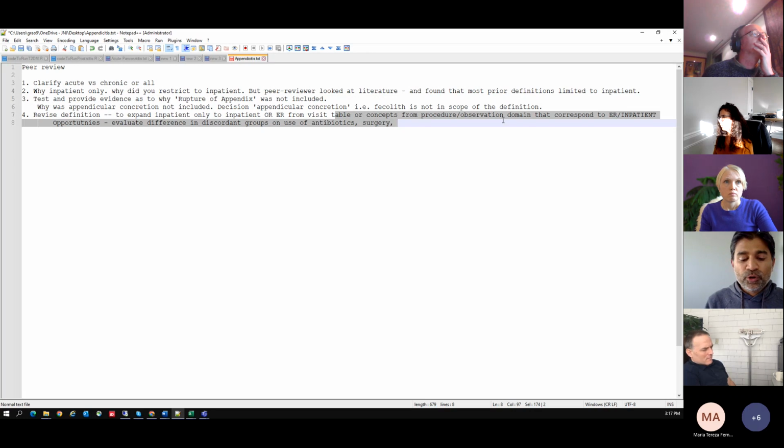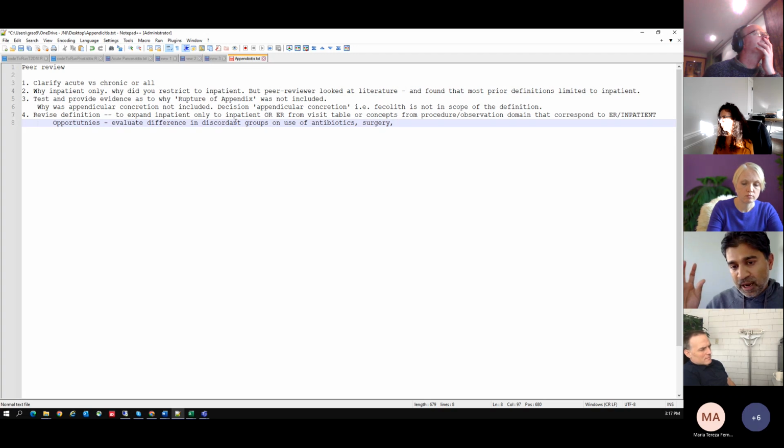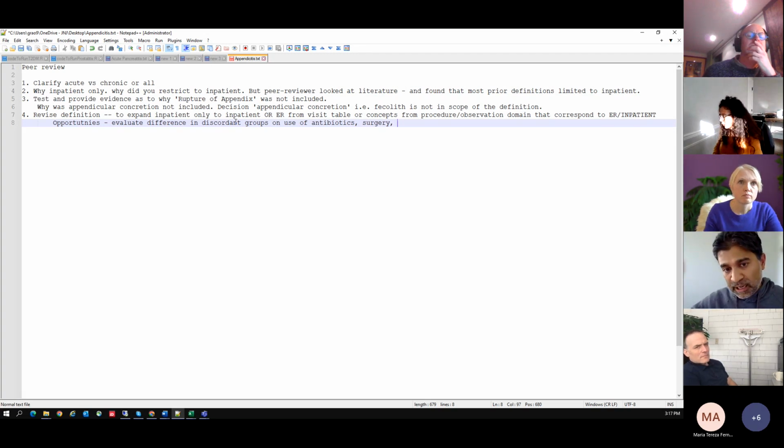So what we could do as part of a rebuttal is build those discordant data cohorts. As a response, I'm going to extract the persons who have that inpatient-like care setting but do not have the inpatient code, and see if their care patterns are similar to the people who have inpatient. In other words, antibiotic utilization, surgical care, and so on.